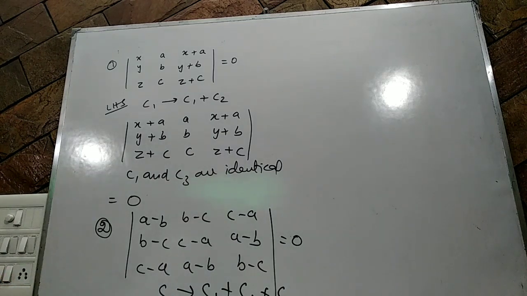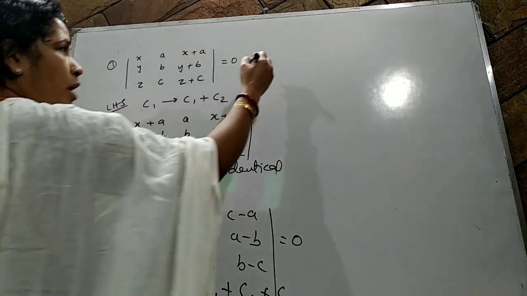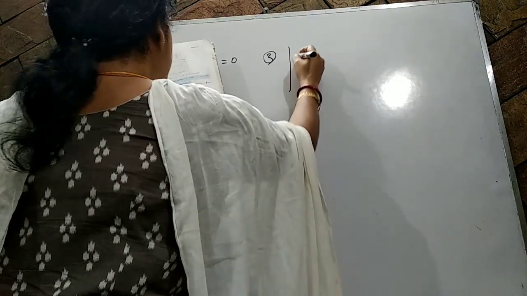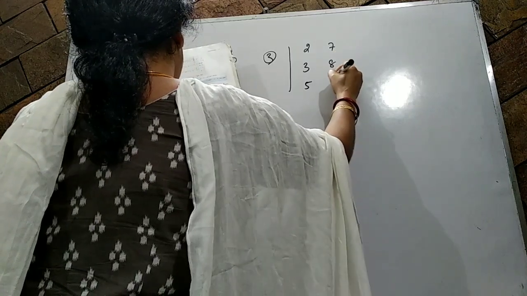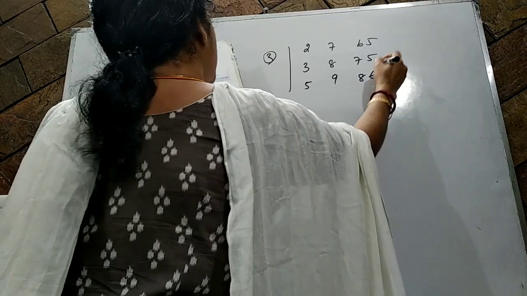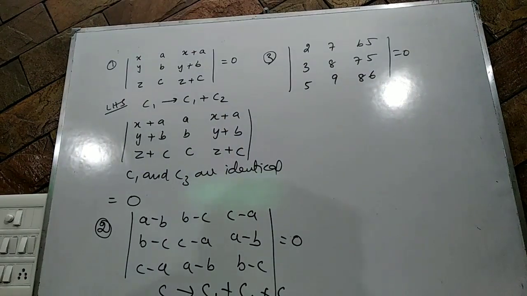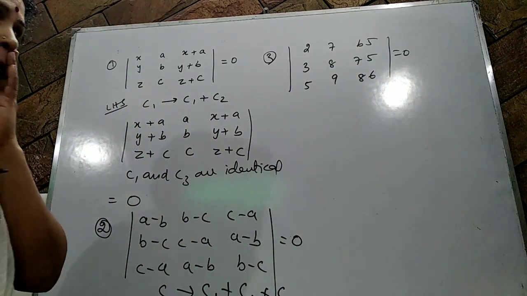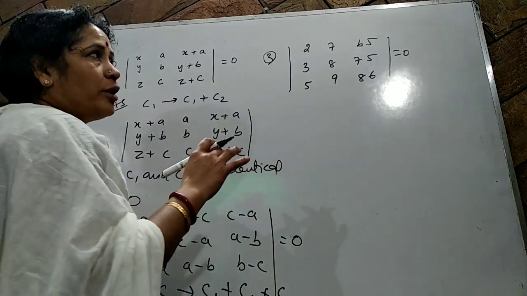Can you do? Say yes, no, beta immediately. Yes, ma'am. Now see question number 3 I am taking. Let me explain. 2, 3 and then 5, 7, 8, 9, then 65, 75 and then 86, equal to again 0. 0 means I told you only 3 properties. Once you are getting equal to 0, keep in your mind the 3 properties. Now you have to bring identical or proportional, that is up to your choice.